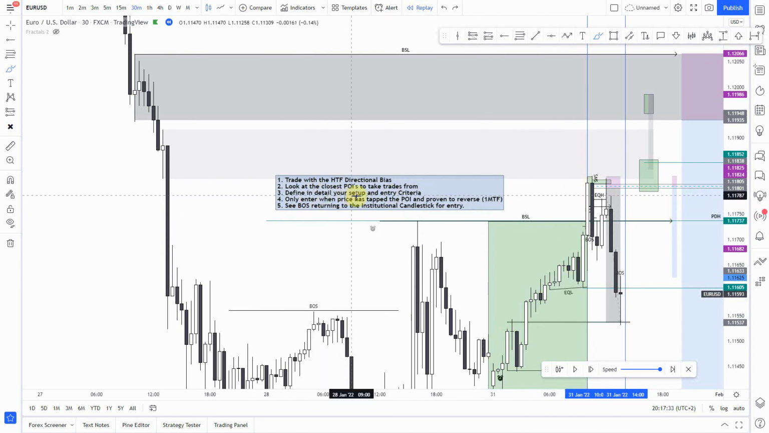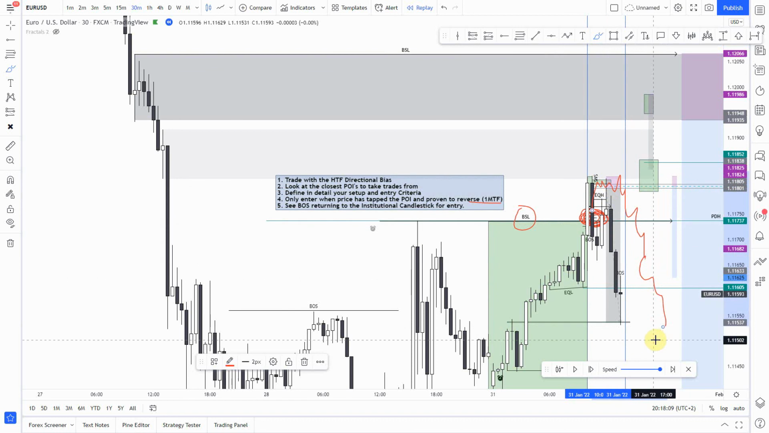So define in detail your setup and entry criteria. You want to know what you'll do when price reaches that area, which we spoke about. So you'll rewind back and look at the entry criteria. Only enter when price has tapped the POI and proven to reverse. Normally price will take up liquidity and play along the liquidity zone. You don't want to take a trade here, right? You want to see price reaching your point of interest before taking the trade going lower.